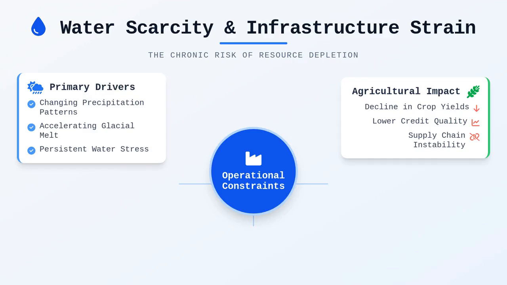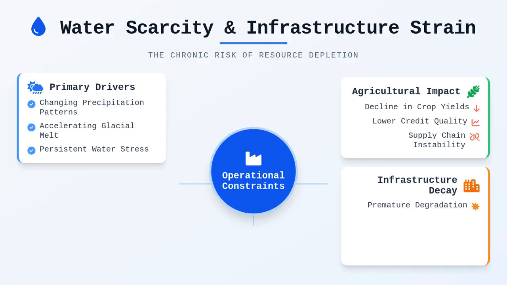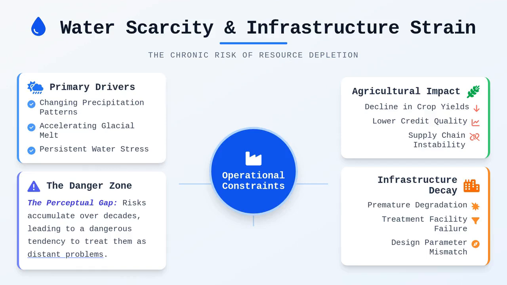Regional infrastructure, including water treatment facilities and transport networks, may also suffer from premature degradation as they fail to function within the climate parameters for which they were originally designed. Because these risks accumulate over decades, there is a dangerous tendency to treat them as distant problems, yet they represent a current, tangible impairment to the utility and valuation of fixed assets today.